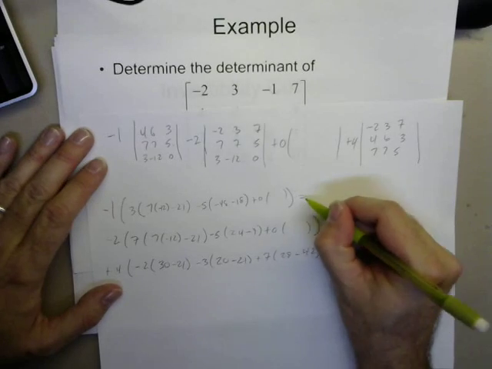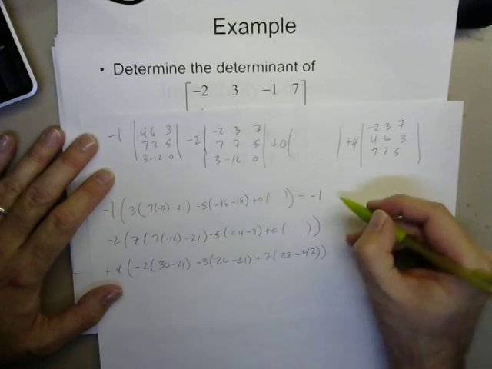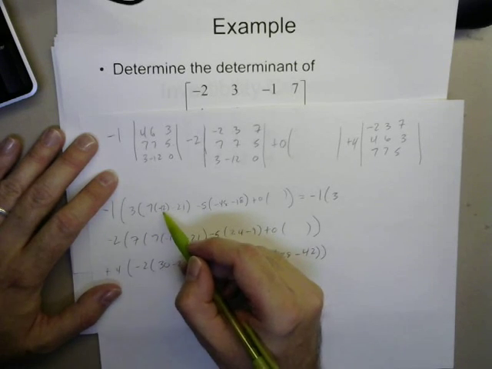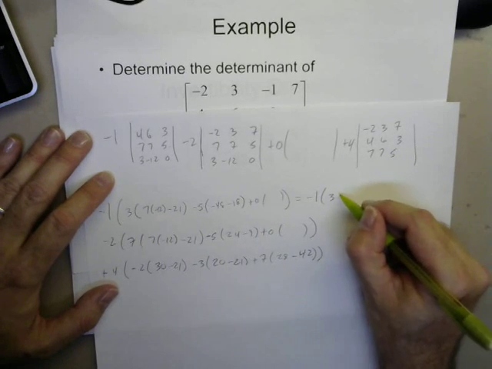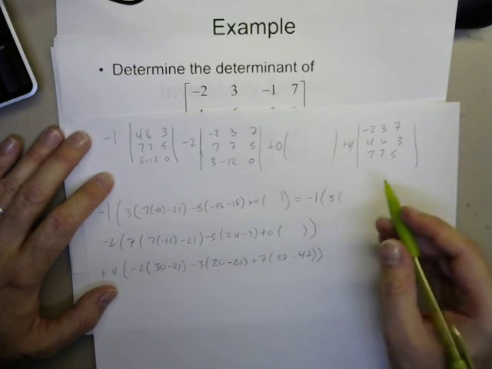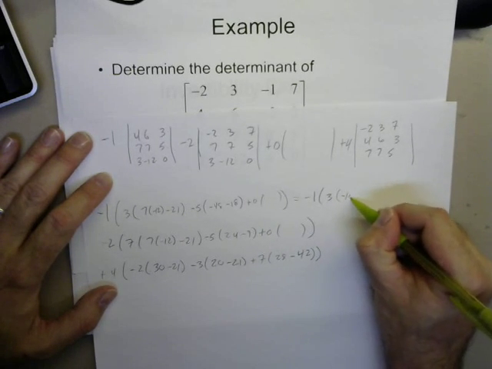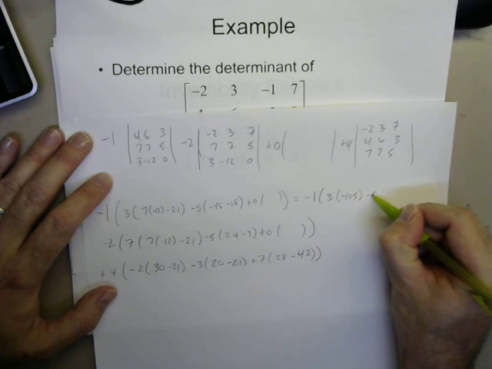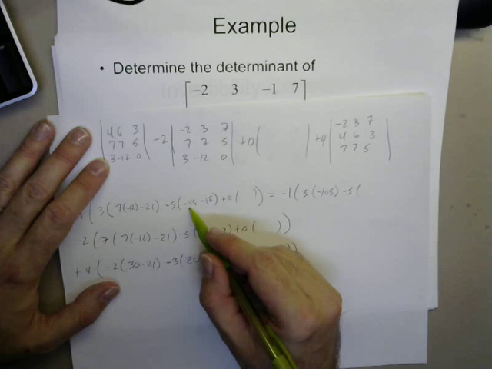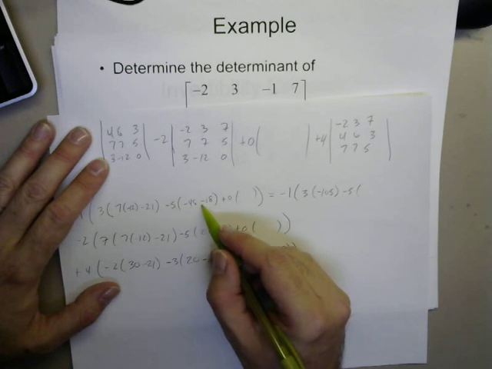So if you work this out, you'll get negative 1, and then you'll get 3. Let's see, 7 times 12, that's going to be what, negative 84? So I'll multiply negative 84 minus 21, which gives me, what, a minus 105? And then I'll get minus 5 times, what's that going to be, minus 66?